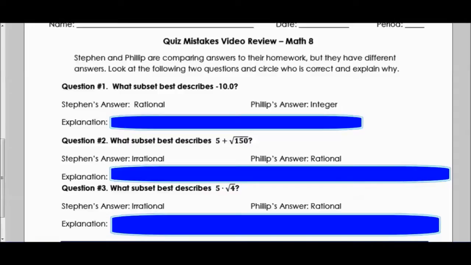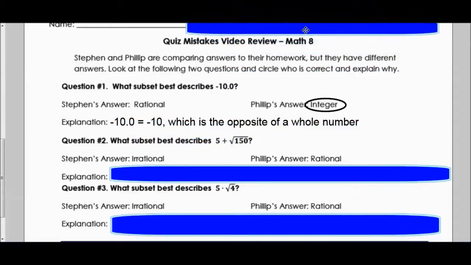That's really just the number negative 10. Philip's answer is going to be right here. Even though it looks like it is a decimal, and Stephen might be right, really it's an integer because it's just the number negative 10. It's really a negative whole number. Alright, so that is an integer because negative 10.0 really just equals negative 10, which is the opposite of a whole number.